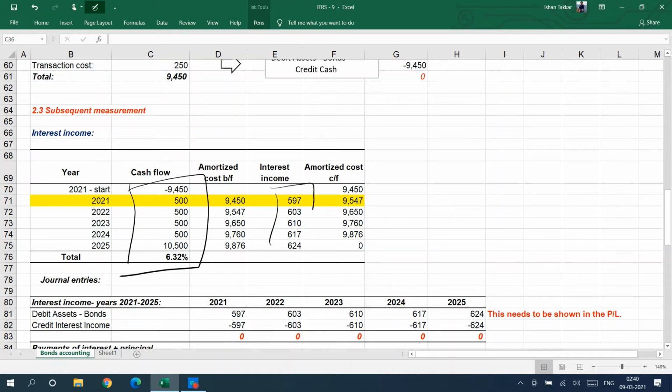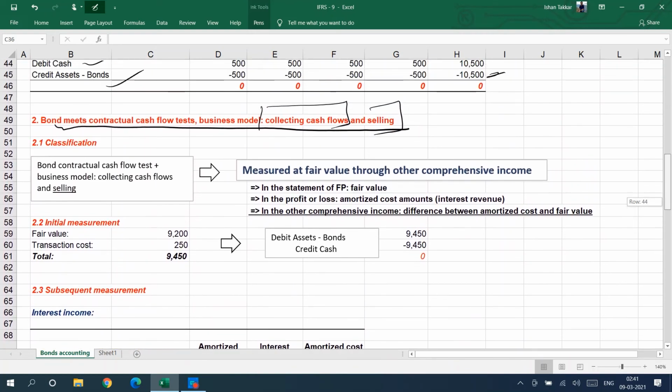You will keep showing your P&L by the same amount that you are showing in amortized cost. In P&L, you will take the same amount. In OCI, you will be recording only the change in the fair value. So what are the steps?